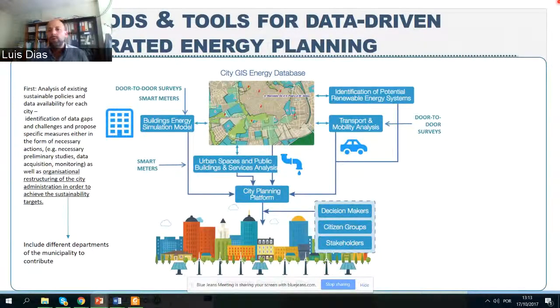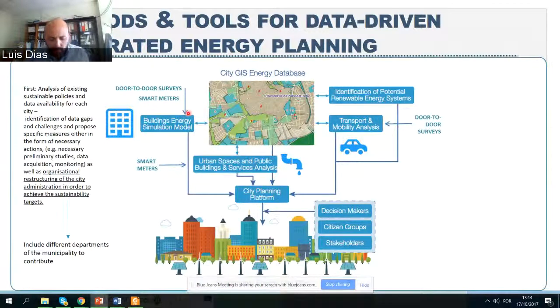I just want to point out the key sectors that are presented here: the buildings, energy sector, the transports, and also the other public sectors. What is important here for this presentation is the methods and the data sources used to characterize each of these systems or sectors in what concerns energy consumption, or also the demand of each of these sectors.